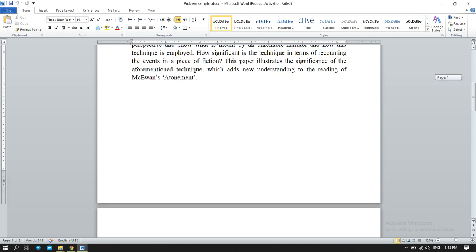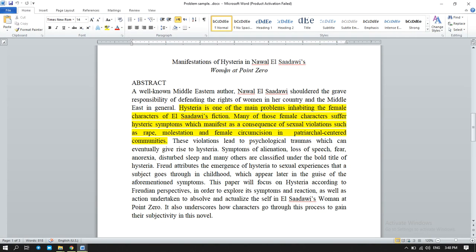The other research paper is entitled Manifestations of Hysteria in Nawal Saadawi's Woman at Point Zero. I read one of the novels. Of course, this is part of my PhD dissertation. Hysteria is one of the main problems inhabiting the female characters. Well, according to my reading of the text, I found that this is reflected in the text and it has not been covered earlier. So, women are hystericized in these texts because of many reasons.